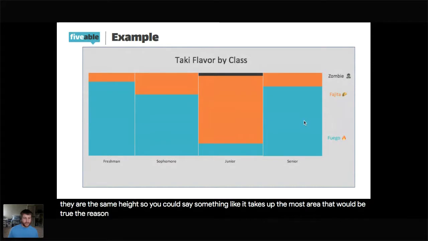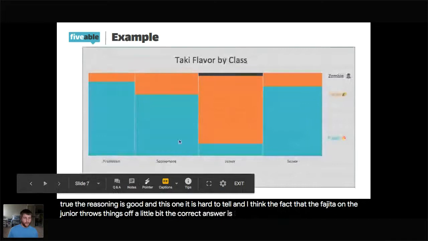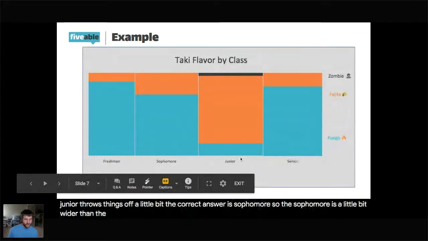The reasoning is good. And this one, it is hard to tell. And I think the fact that the fajita on the junior throws things off a little bit. The correct answer is sophomore. So the sophomore is a little bit wider than the junior and the senior.